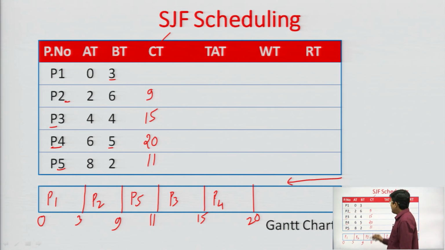And then P1 finishes at 3 time. So, let us mark the completion time as 3 for the P1 process. Now, let us compute the turnaround time.